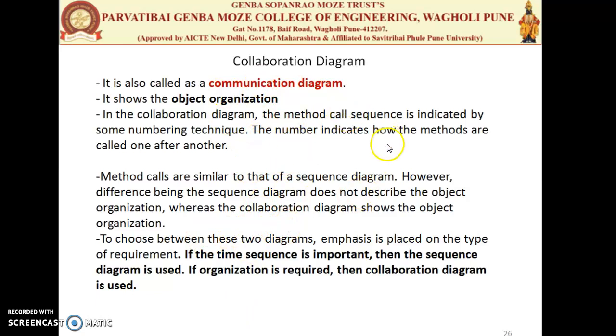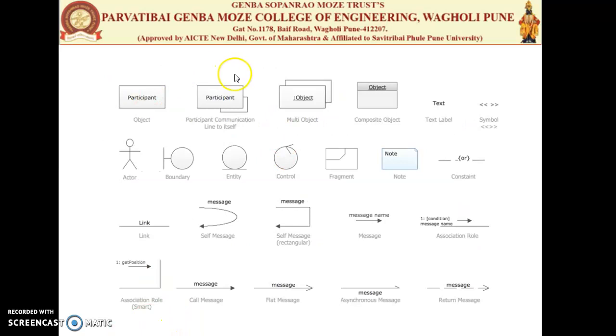Whenever there is difficulty choosing which diagram should be drawn for the project, we need to emphasize two focus points. The first one is, if the time sequence is important, we can definitely go for the sequence diagram, and if the object organization is required, we can go for the collaboration diagram. Now we'll see some notations under the collaboration diagram. Again, I'm repeating, the collaboration diagram is also called the communication diagram.